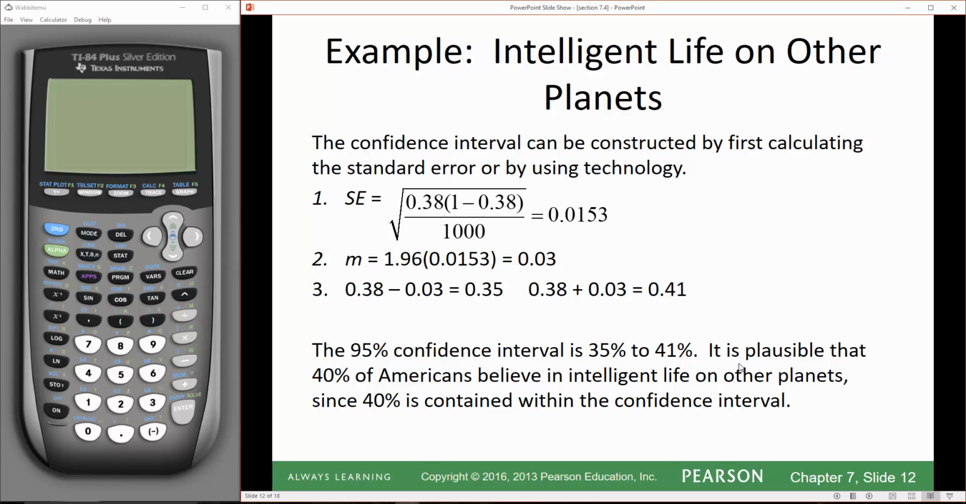So it is plausible that 40% of Americans believe in intelligent life on other planets, since 40% is in between this interval, right? So I'm 95% confident that we're going to have some percentage in between 35 and 41. So since 40 is in there, it seems plausible, right? So if it was outside of this range, then it would not be plausible.